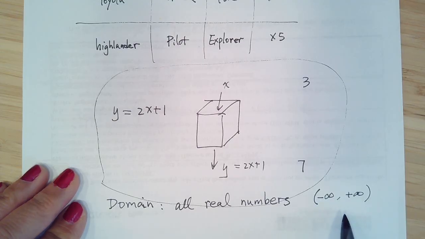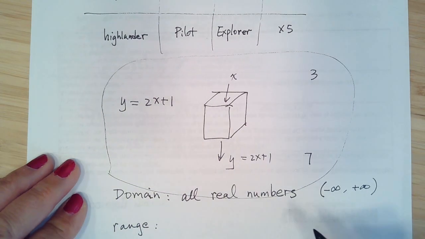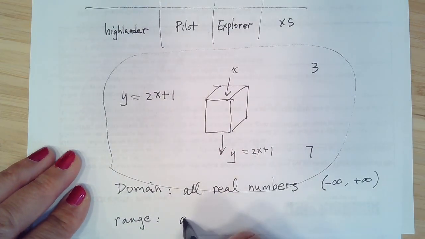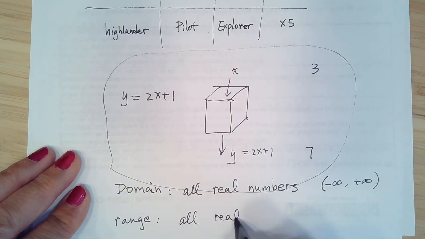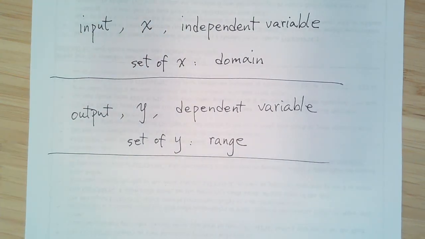This is not the xy coordinate, so be very careful with that. This is the interval notation. What about the range? The range is also all real numbers. So x can be anything, and for the range, all the possible y values, that's all real numbers.